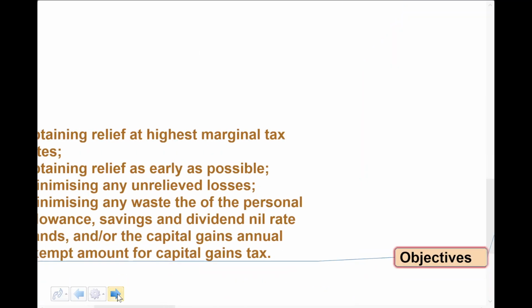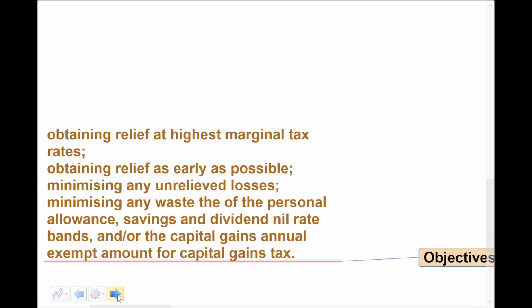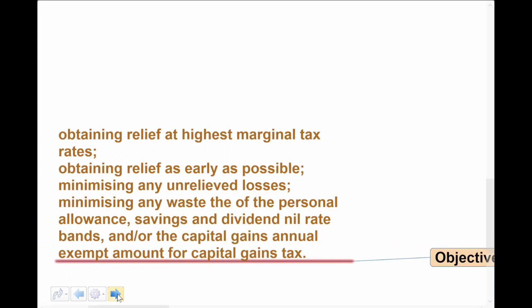Now, in terms of our objectives overall with losses, what are our objectives? We're talking about planning here. Well, ideally, we obtain relief at the highest rate or the highest marginal rate. Ideally, we claim relief at the earliest point, last year as opposed to next year. Ideally, we minimize any unrelieved losses. And indeed, ideally, we minimize any wasting of the personal allowance.